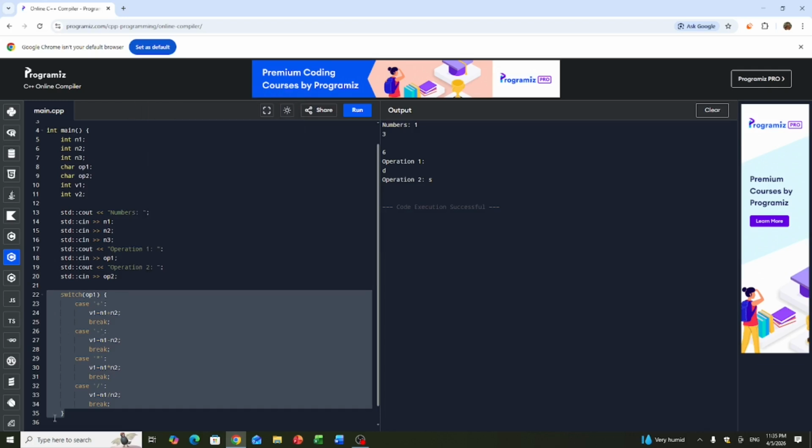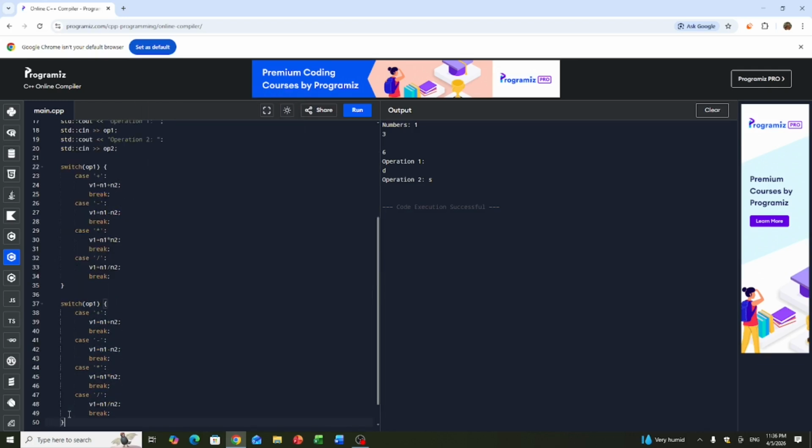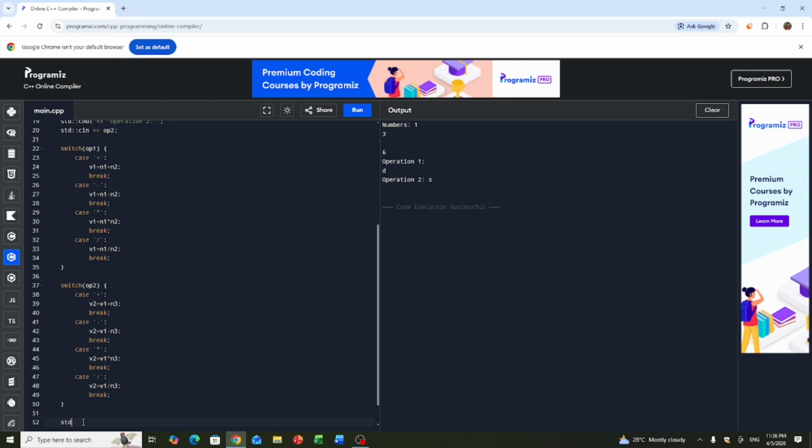I'll do the same thing, but instead I'll do it for operation 2, and this will be v2 instead. And finally, I will print out v2.